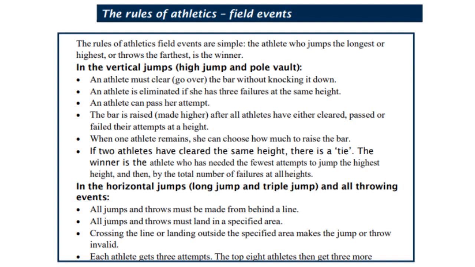is the winner. In the vertical jumps, high jump and pole vault, an athlete must go over the bar without knocking it down. An athlete is eliminated if she has 3 failures at the same height. An athlete can pass her attempt. The bar is made higher after all athletes have either cleared, passed or failed their attempts at a height.